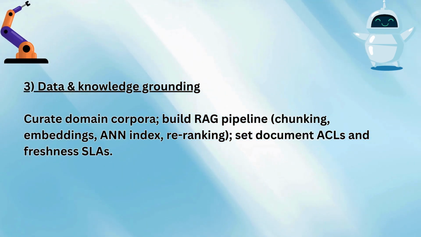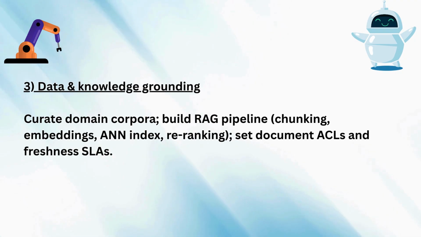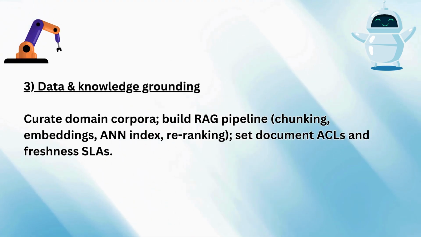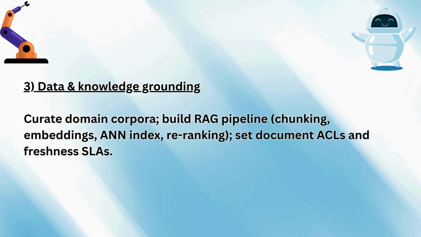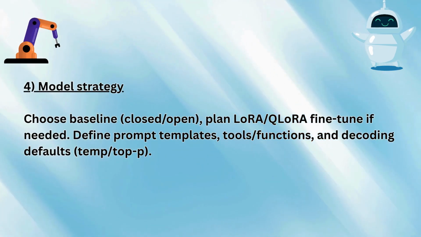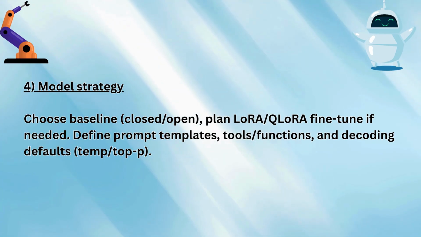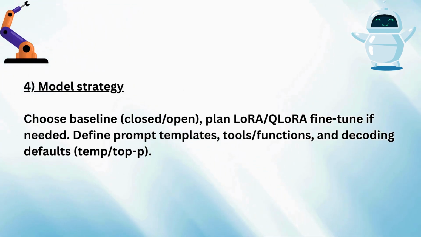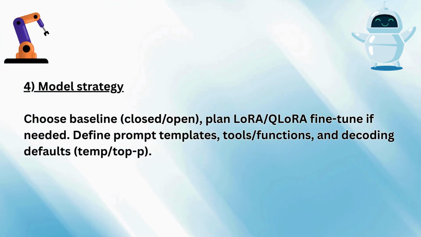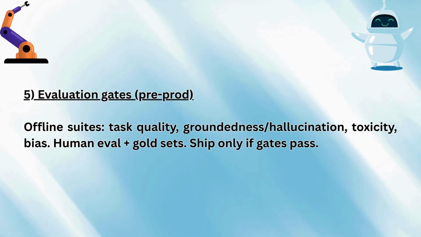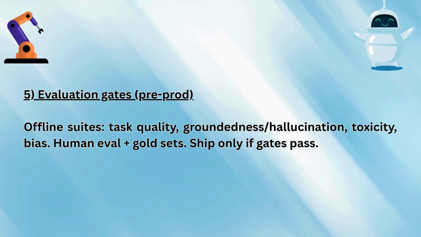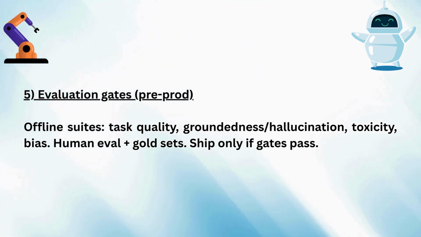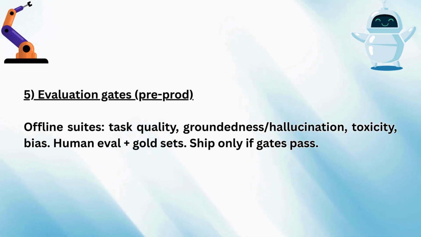Third, data and knowledge grounding. Curate domain corpora, build RAG pipeline: chunking, embeddings, ANN index, re-ranking. Set document ACLs and freshness SLAs. Fourth, model strategy. Choose baseline, closed or open. Plan LoRA, QLoRA fine-tune if needed. Define prompt templates, tools, functions, and decoding defaults, temperature, top-p. 5. Evaluation gates, pre-prod. Offline suites: task quality, groundedness, hallucination, toxicity, bias, human eval plus gold sets. Ship only if gates pass.